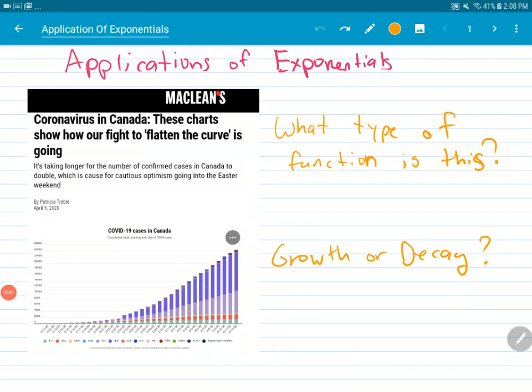Hello everyone. Today's topic is applications of exponential functions. And we figured what better way to start than talking about the exponential function that is a part of our everyday lives right now. We are living it.